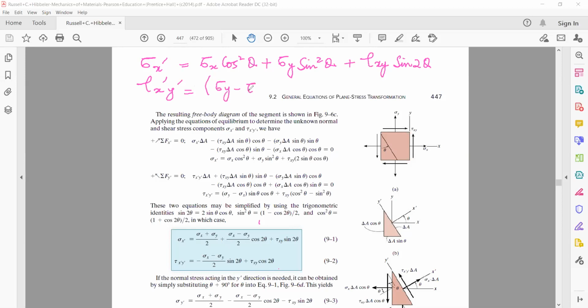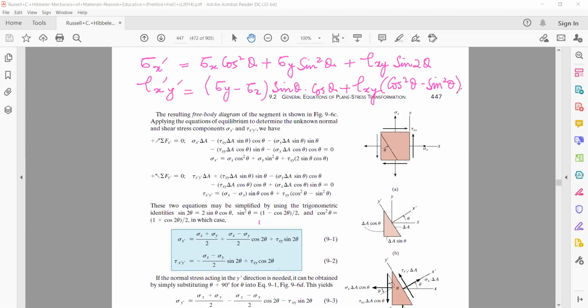We also derived the formula for tau x prime y prime is equal to sigma y minus sigma x sin theta cos theta, sin of theta multiplied by cos of theta, plus tau xy cos square theta minus sin square theta. These two equations we had derived yesterday.